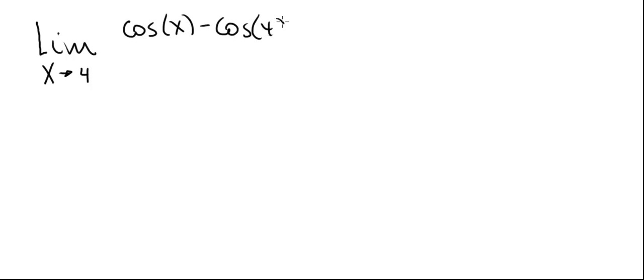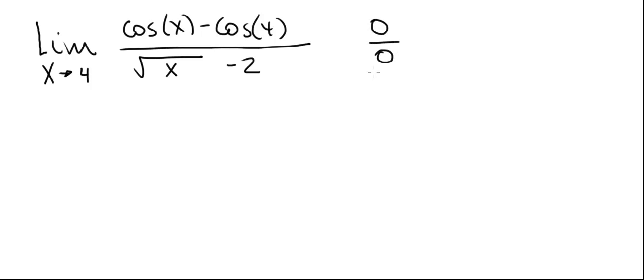We're going to evaluate the limit as x approaches 4 of (cosine of x minus cosine of 4) divided by (the square root of x minus 2). If we plug in 4 for x, we see that we end up with 0 over 0, an indeterminate form. There are several ways to evaluate this limit, but at this point in the study of calculus, it can only be done in one way, and we're going to need the following two results to evaluate it.